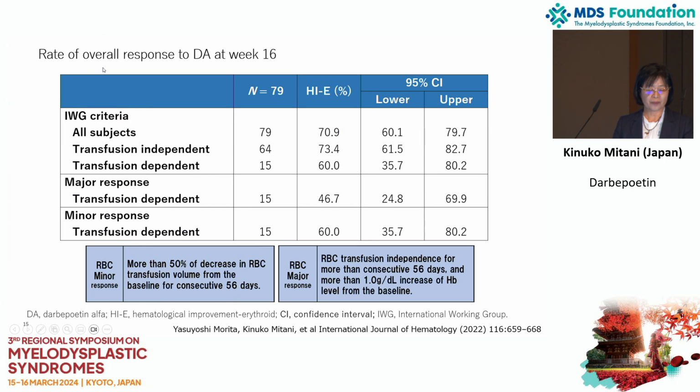This slide shows the rate of overall response to darbepoetin alpha at week 16. According to IWG criteria, 71% of patients achieved HI-E, with 73% in transfusion-independent cases and 60% in transfusion-dependent cases. Major and minor responses were observed in 47% and 60% of transfusion-dependent cases. The treatment with darbepoetin alpha appeared more effective in transfusion-independent patients than transfusion-dependent patients.